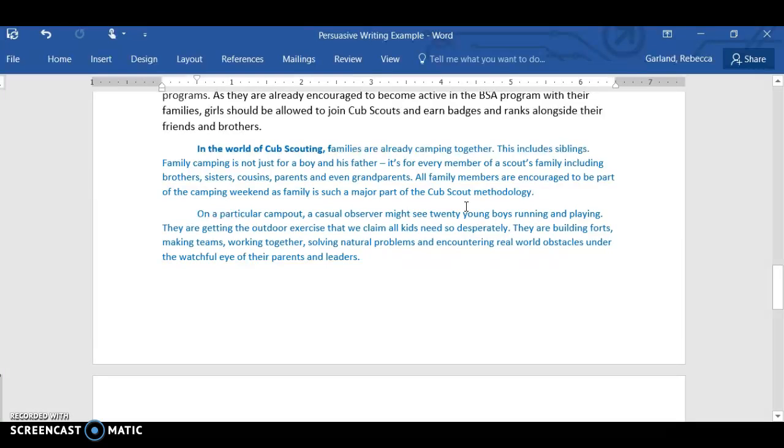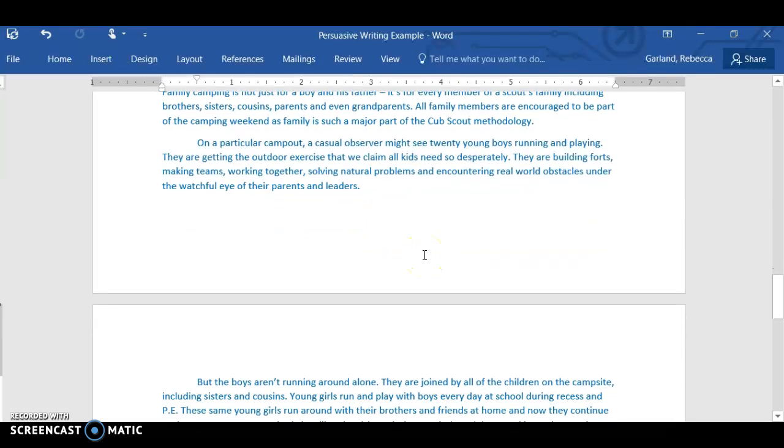This includes siblings. Family camping is not just for a boy and his father, it's for every member of a Scout's family, including brothers, sisters, cousins, parents, and even grandparents. All family members are encouraged to be part of the camping weekend, as family is such a major part of the Cub Scout methodology. On a particular campout, a casual observer might see 20 young boys running and playing. So now I'm creating some imagery, some visuals here to appeal to your emotions.